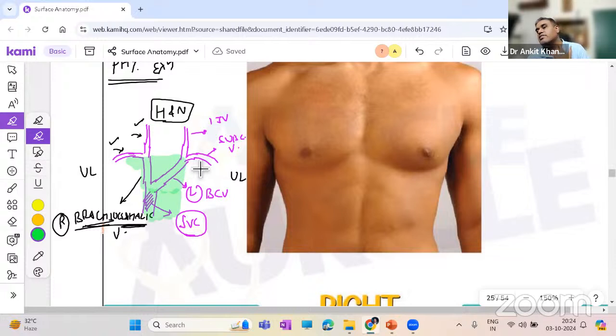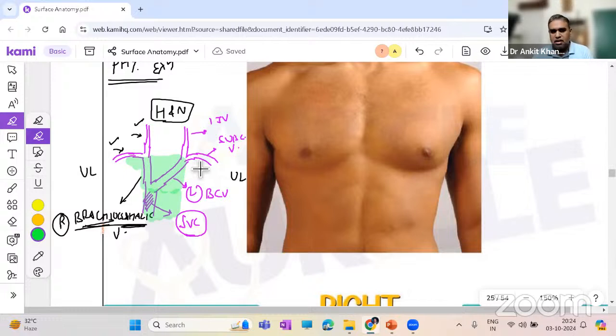So we have the internal jugular vein coming down from the side of the neck. We have the subclavian vein coming from the sides, arching over the first rib below the clavicle. The subclavian vein comes from the shoulder area, the internal jugular vein comes down from the neck, and they both meet over here and form the brachiocephalic vein. That is the whole point.